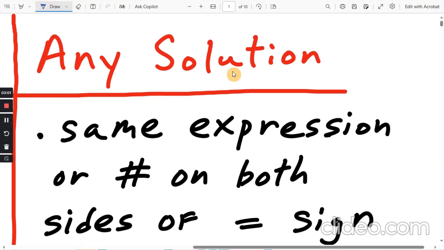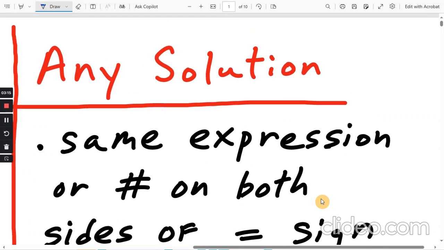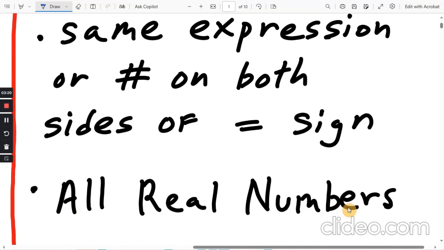Now, in the case of any solution, you end up with the same expression or number on both sides of the equal sign. All right, and then the answer will be all real numbers. Or you can say any solution, basically the same thing. This is just more professional, all real numbers. So let's take a look at an example.